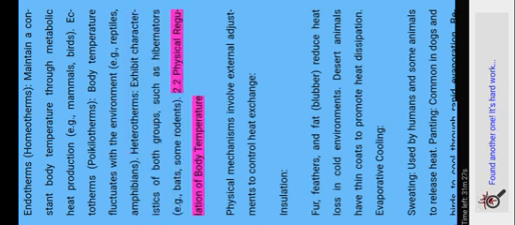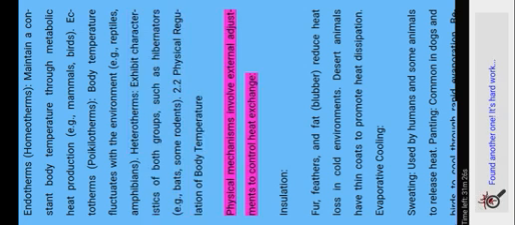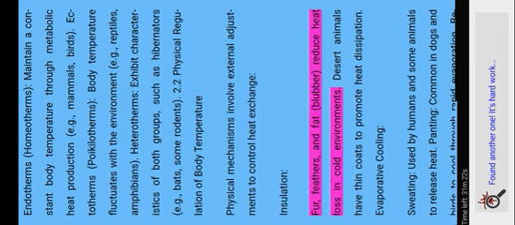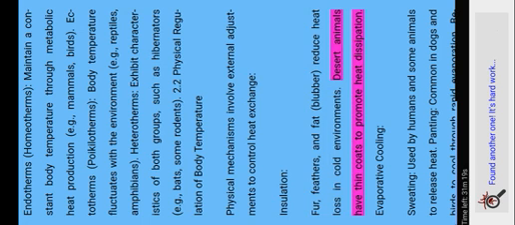2.2 Physical regulation of body temperature. Physical mechanisms involve external adjustments to control heat exchange. Insulation: fur, feathers, and fat, blubber, reduce heat loss in cold environments. Desert animals have thin coats to promote heat dissipation.